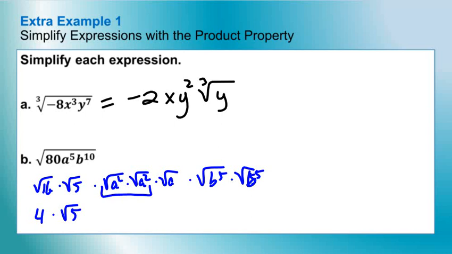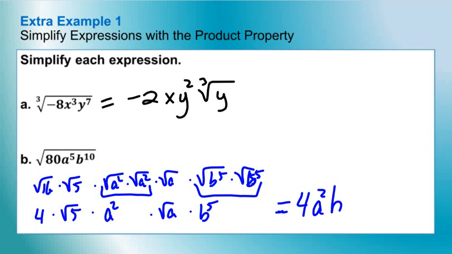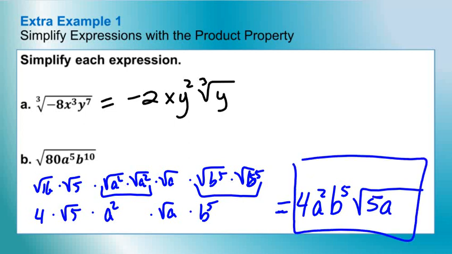These two make a squared times the square root of a. And these two equal b to the 5th. So my final answer would be 4a squared b to the 5th times the square root of 5a. There's my answer.